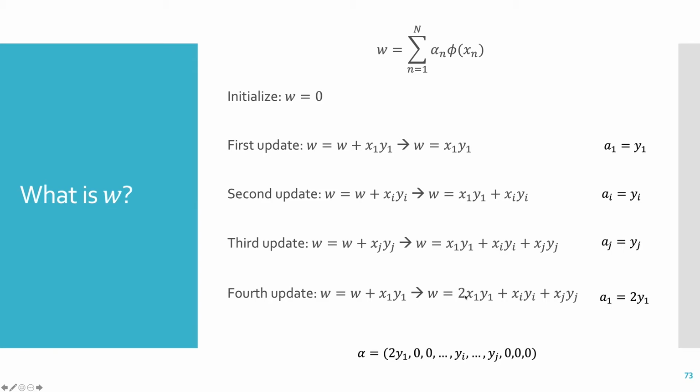So that means that W equals 2x1, y1 plus xi, yi plus xj, yj. So alpha 1 is now 2y1. So alpha acts like a counter that's counting up the number of times each sample was incorrectly classified. And all you do is multiply that count by the label for that sample. So for all the samples that you're always getting right, it's going to be 0. But for samples you get wrong, it's going to be the label for that sample multiplied by the number of times you got it wrong. And this is our new W. Look, we've replaced it with a sample.